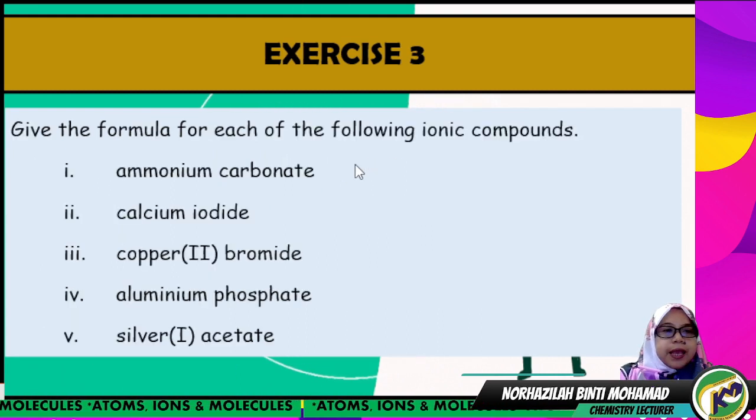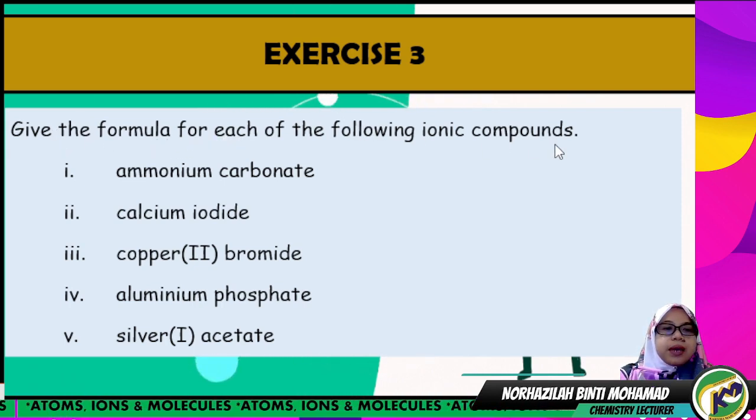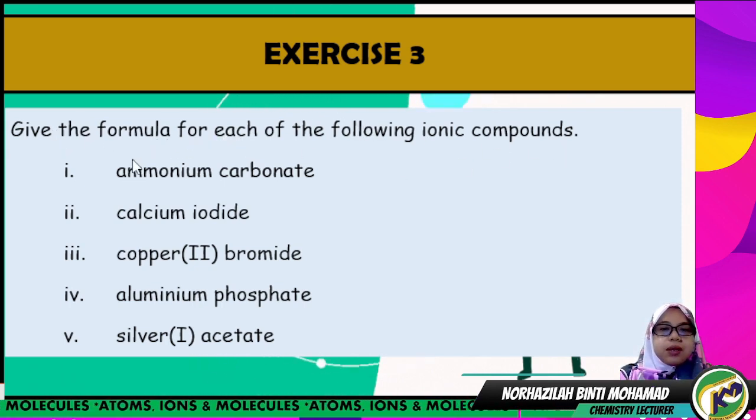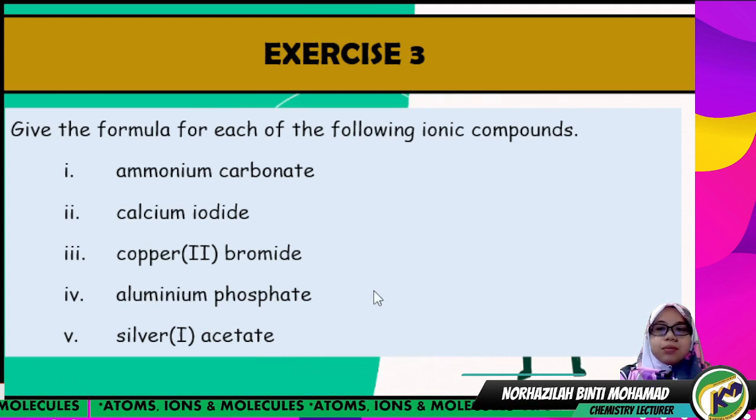Okay. Exercise 3, give the formula for each of the following ionic compounds. For this one, it gives you ammonium carbonate. So what is the formula of the ionic compound? Make sure you write your answer.